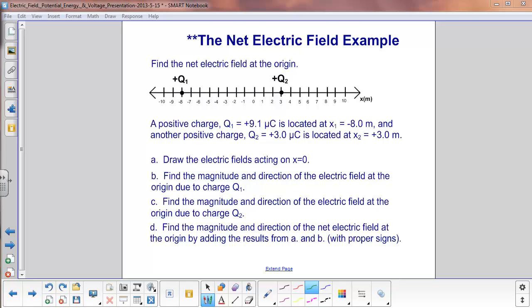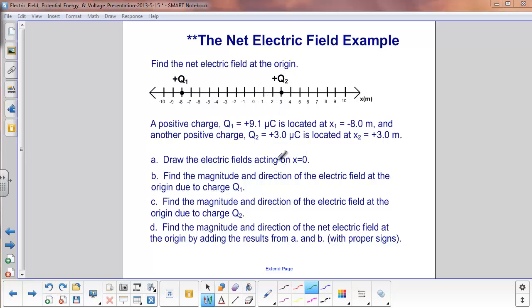For our first attempt at this, we'll consider a simpler geometry here. We'll just have two charges, Q1, which is a positive charge at -8.0 meters, and it has a value of 9.1 microcoulombs. And remember, micro is 10 to the -6th, so this is plus 9.1 times 10 to the -6 coulombs. And then we have Q2 over here, which is a distance of 3 meters away from the origin.